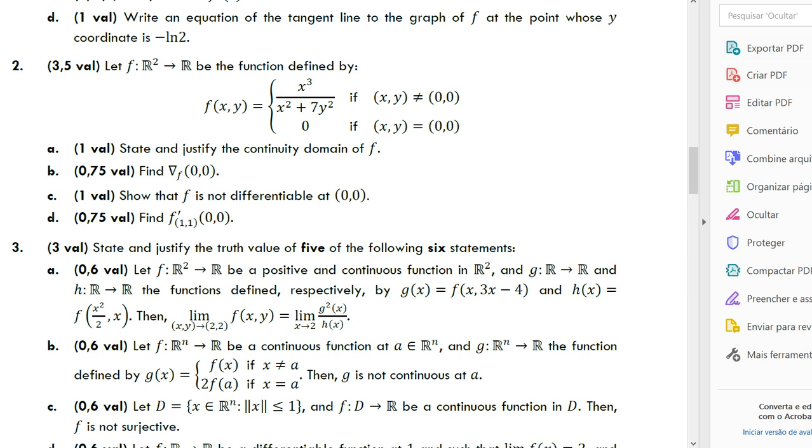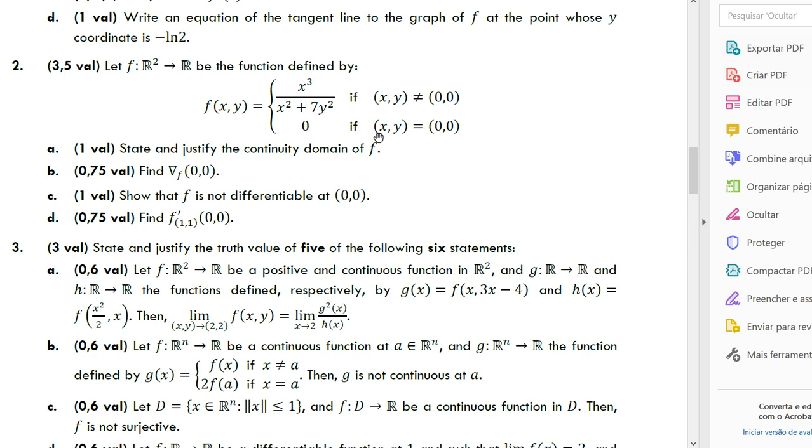Okay, so we jump to question 2. We have a multivariable function from R2 to R defined this way. State and justify the continuity domain of f. So outside 0, the function will be continuous, since it is a rational function, right? And all rational functions are continuous. So we have to check continuity at point 0.